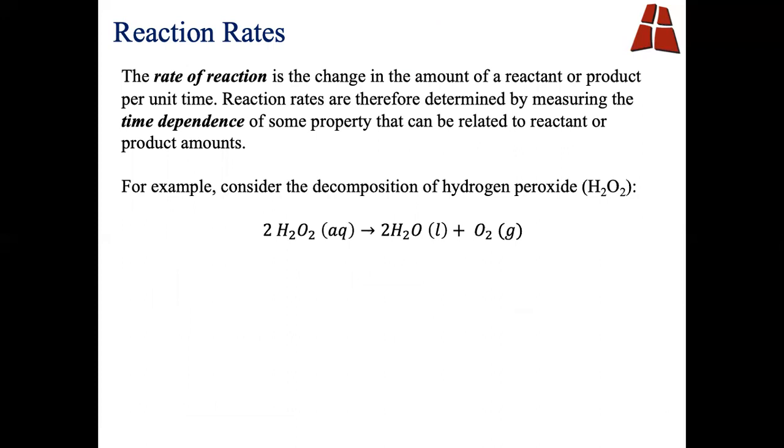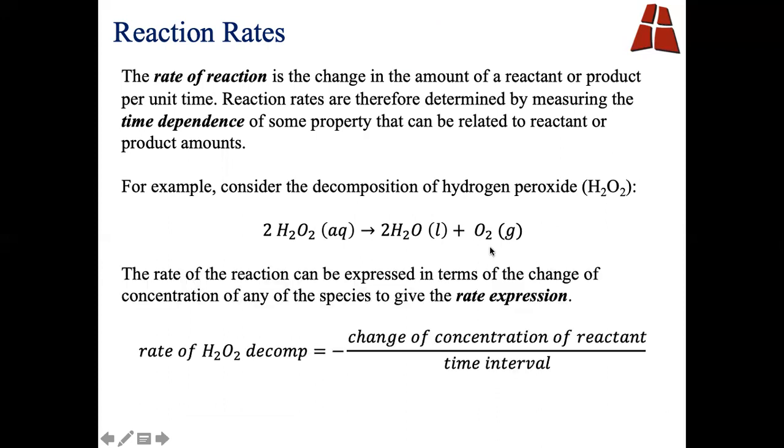Okay. So here's an example where we're looking at the decomposition of hydrogen peroxide. So H2O2 forming 2 molecules of water and 1 molecule of oxygen. And if we were to express this in terms of a rate of reaction, we would have this negative here because we're looking at the rate of decomposition. As this reaction proceeds from reactants to products, we're going to be losing our hydrogen peroxide, thus the negative sign in our equation. And so it would be the negative change in the concentration of reactant over some time interval.